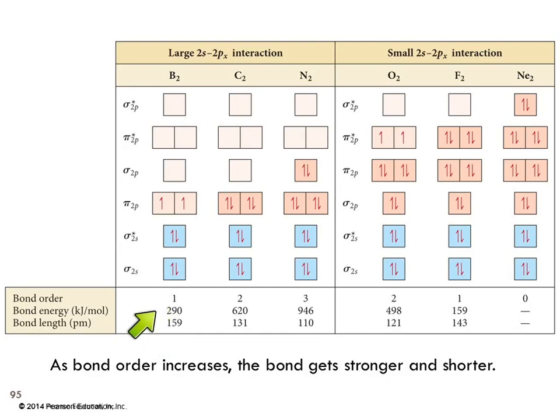So bond order of 1, the bond energy is 290 kilojoules per mole. Higher bond order, 946, higher bond energy. The bond energy is the amount of energy that's released when the bond is formed, and the amount of energy you would have to put in to break the bond. We also see that the bond length gets shorter. A stronger bond is shorter. So this is 110 picometers, this is 159.